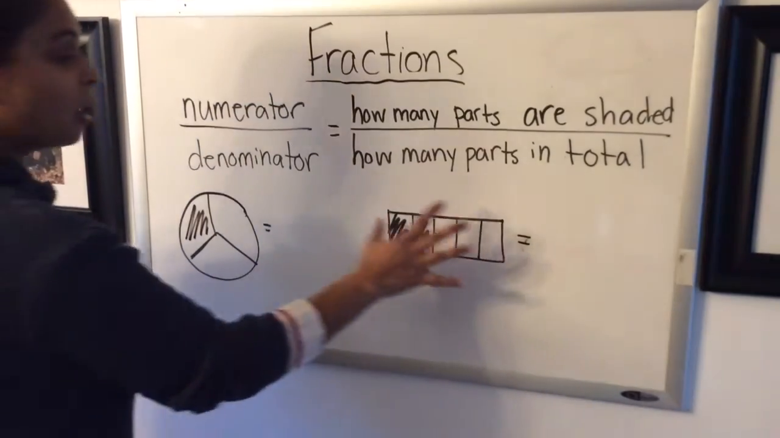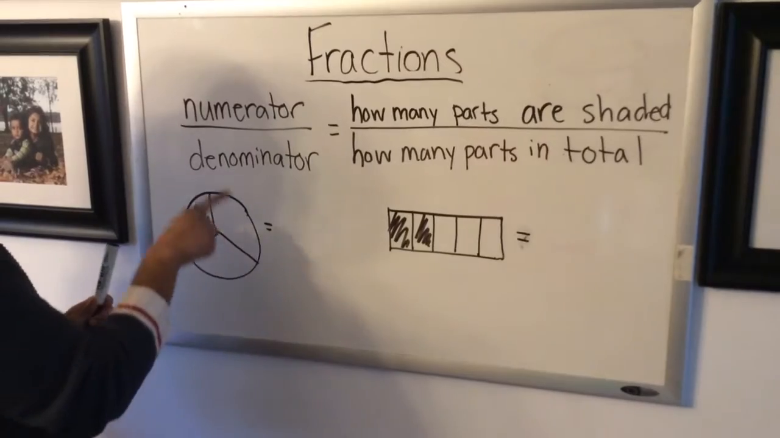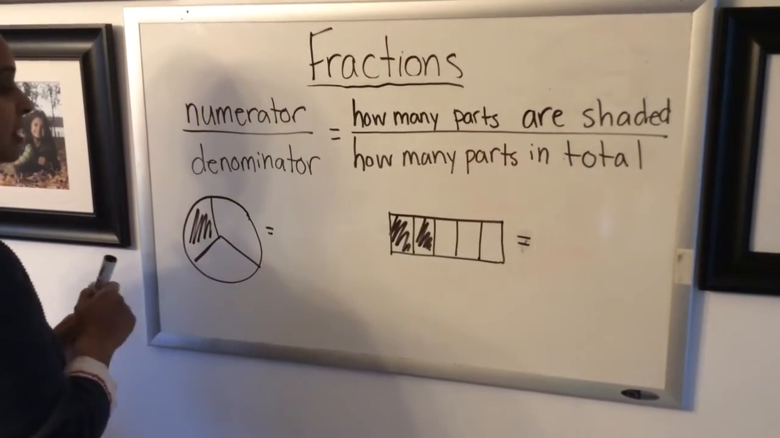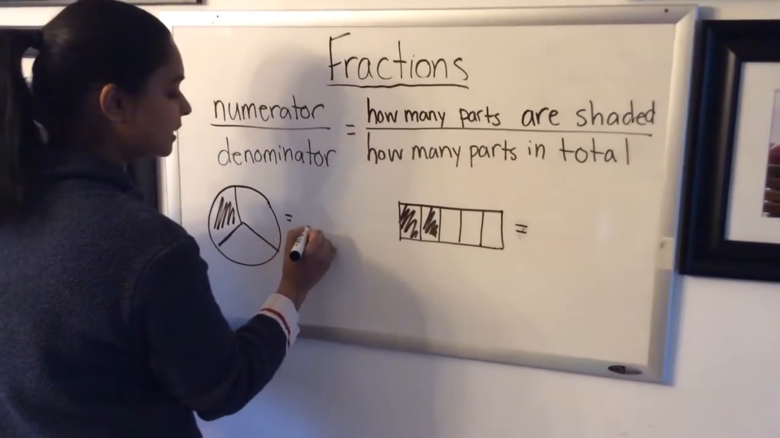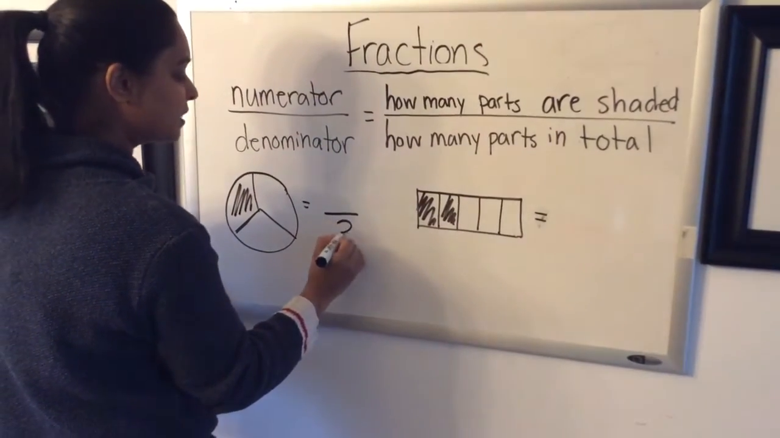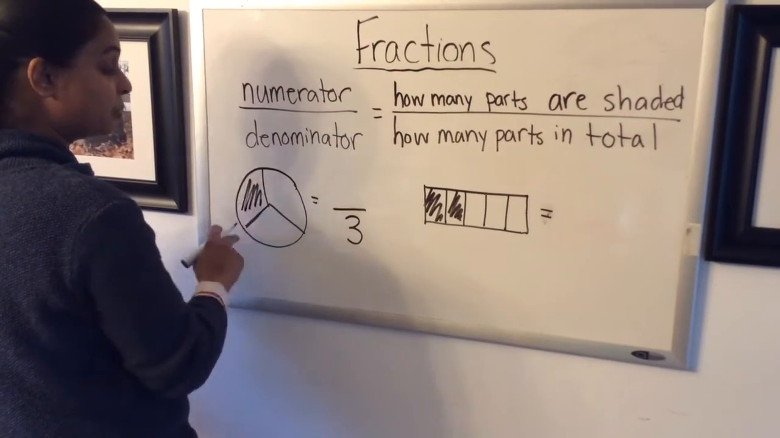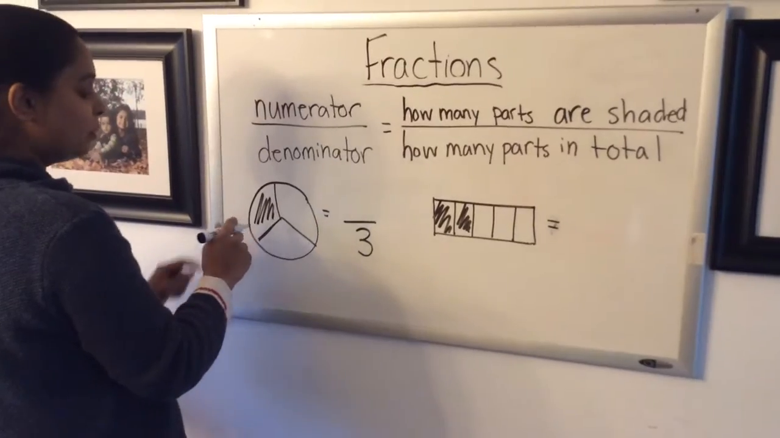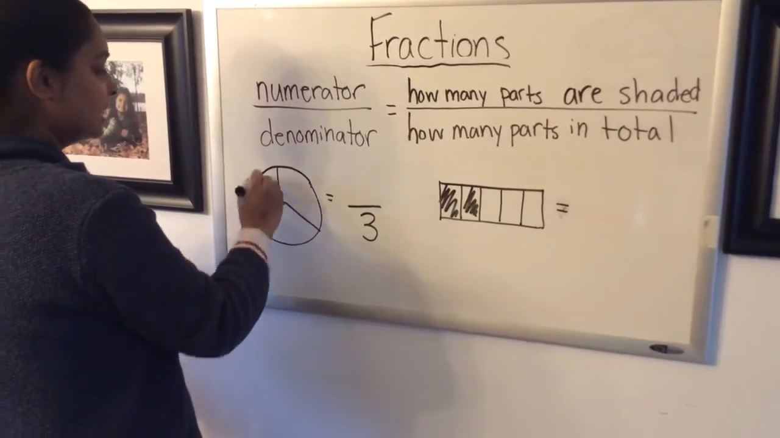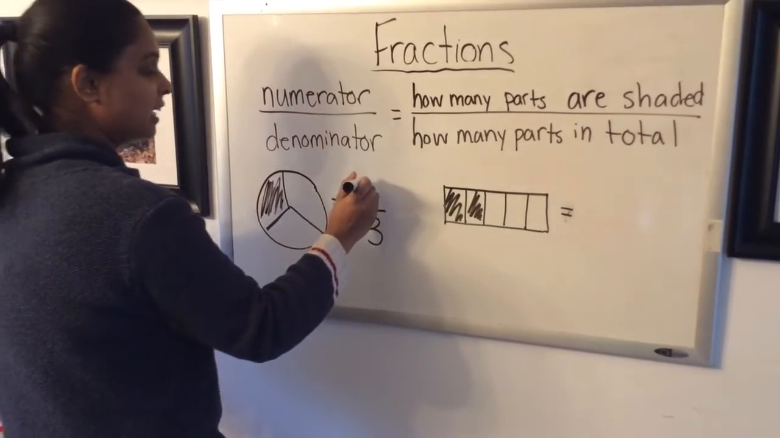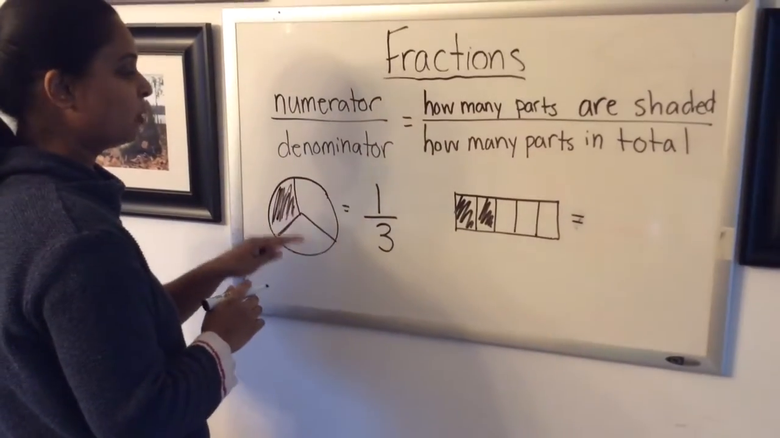So I have 2 models here. Now this one looks like the pies that I drew before, but it's actually called a circle model, and these are the parts. And I can see that this circle model is cut into thirds. So thirds have a 3 on the bottom, and they have 3 parts to make the whole. And then I'm going to look to see how many parts are shaded. So I can see in this model there's 1 part shaded. So this model is called 1/3. That model is showing 1/3.